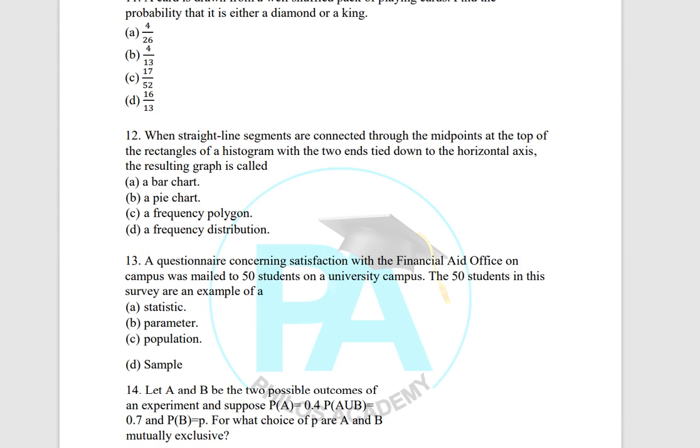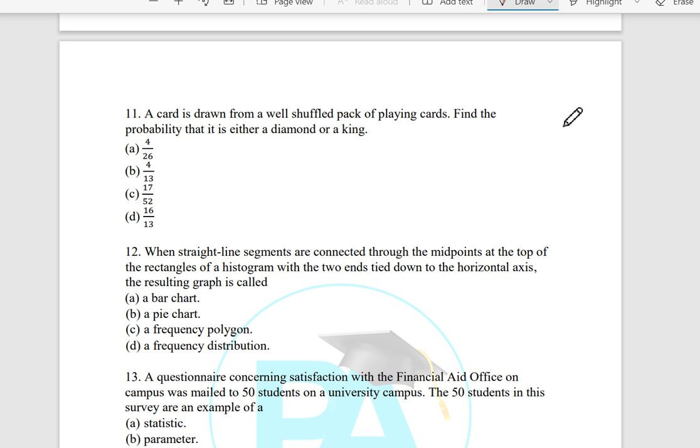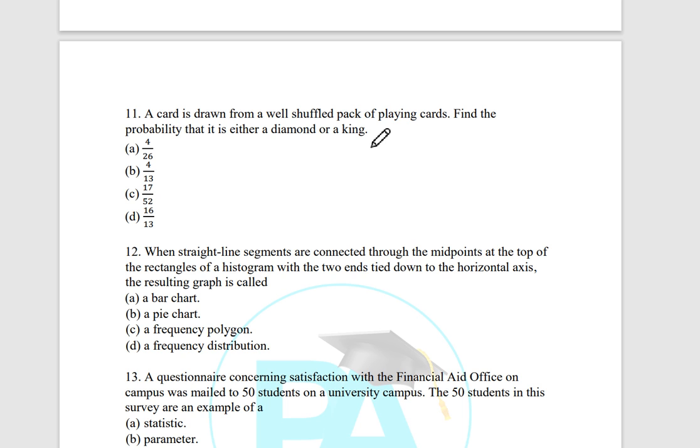Question 11 says, a card is drawn from a well-shuffled pack of playing cards. Find the probability that it is either a diamond or a king. To be able to solve this question properly, let's look at something. The question says we should find a diamond, or, please take note of this, or, a diamond or a king.